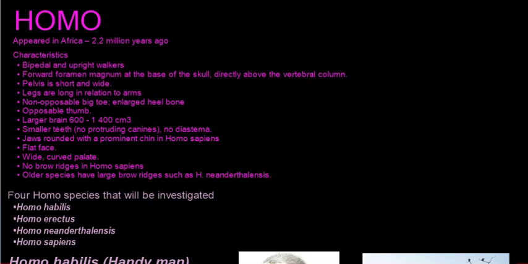Next, we're moving on to the genus Homo. So they first appeared in Africa around 2.2 million years ago. Characteristics here: bipedal and upright walkers, a forward foramen magnum position at the base of the skull, so directly above the vertebral column. The pelvis was short and wide. The legs are long in relation to arms, non-opposable big toe, enlarged heel bone, opposable thumb, larger brain, smaller teeth, so no protruding canines, no gap between the canines and the incisors, jaws that were rounded with a prominent chin, flat face, wide curved palate, no brow ridges, and the older species have large brow ridges such as Homo neanderthalensis.